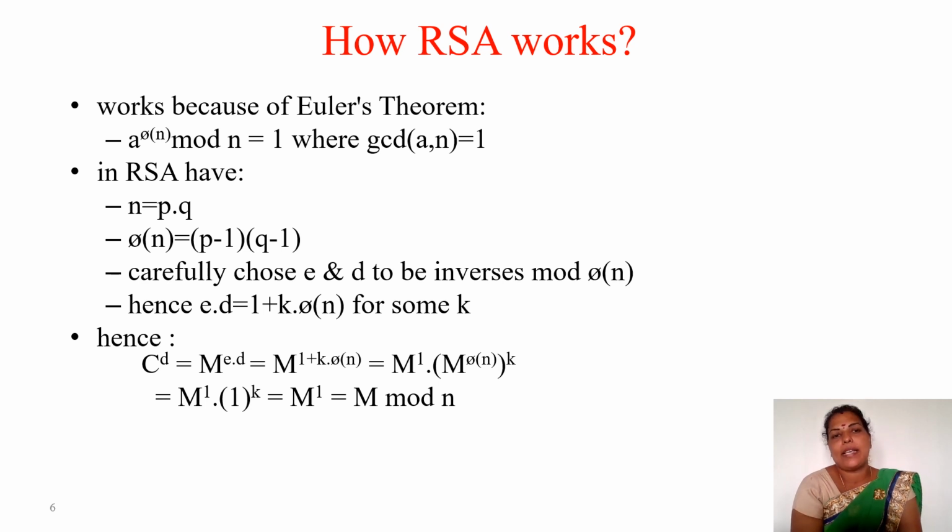So how does the RSA work? Mainly the RSA works based on Euler's theorem. That is, we know Euler's theorem: a power φ(n) mod n equal to 1, where GCD of a comma n equal to 1.